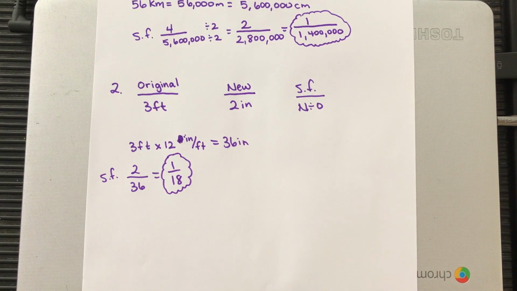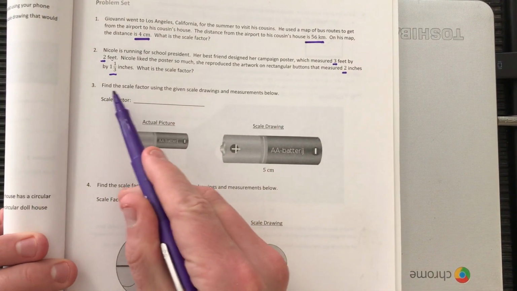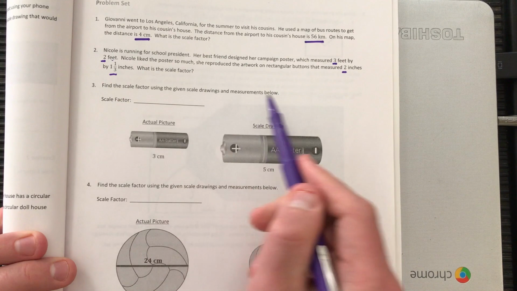All right. Let's move on to number 3. Number 3 says, find the scale factor using the given scale drawings and the measurements below.